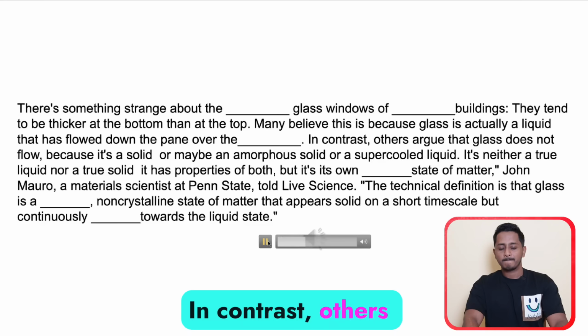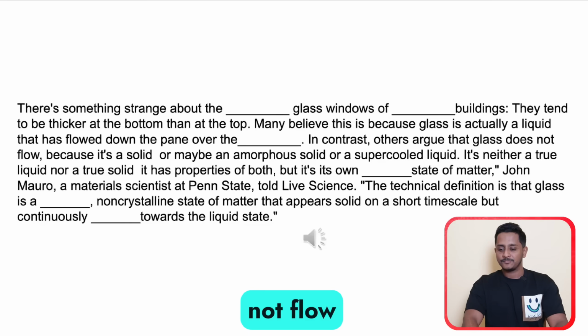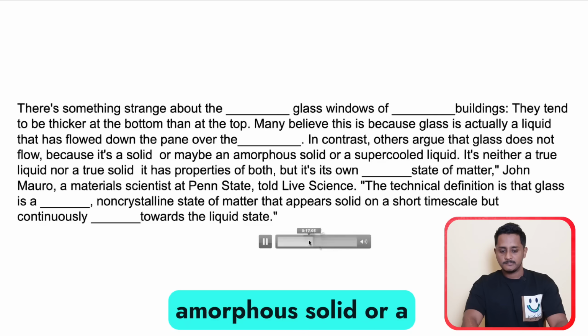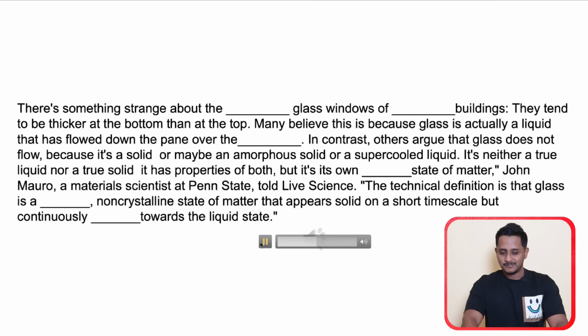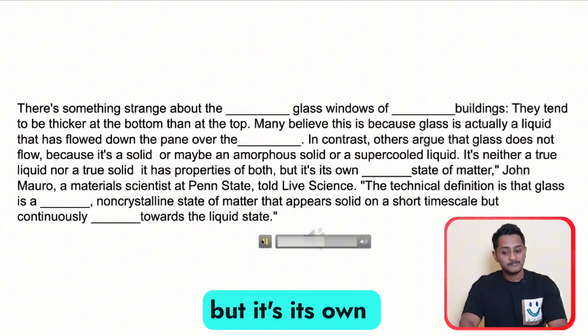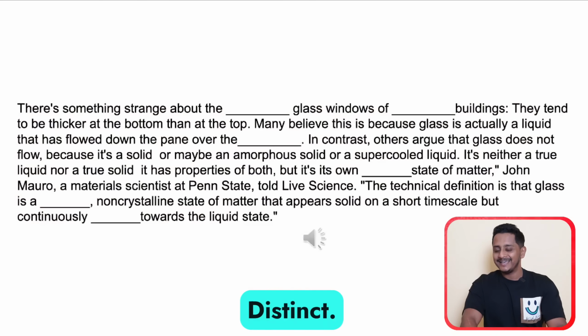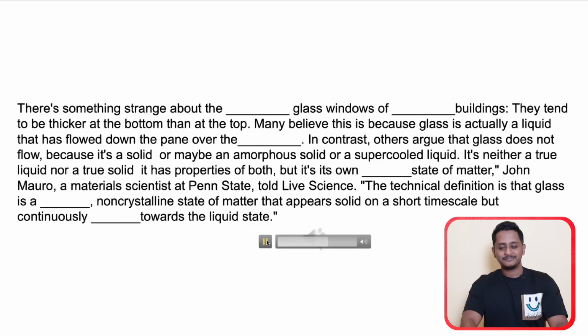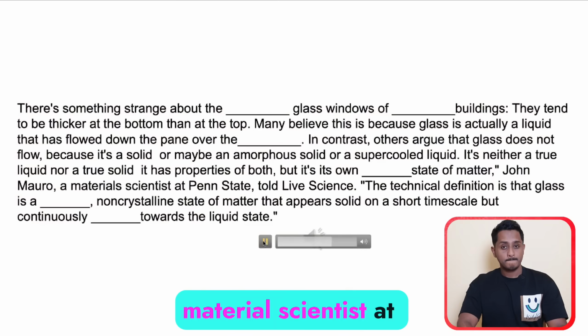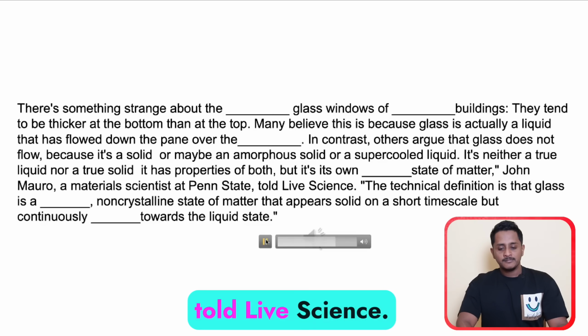In contrast, others argue that glass does not flow because it's a solid or maybe an amorphous solid or a supercooled liquid. It's neither a true liquid nor a true solid. It has properties of both, but it's its own distinct state of matter. Distinct. Okay. John Morrow, a materials scientist at Penn State, told Live Science.